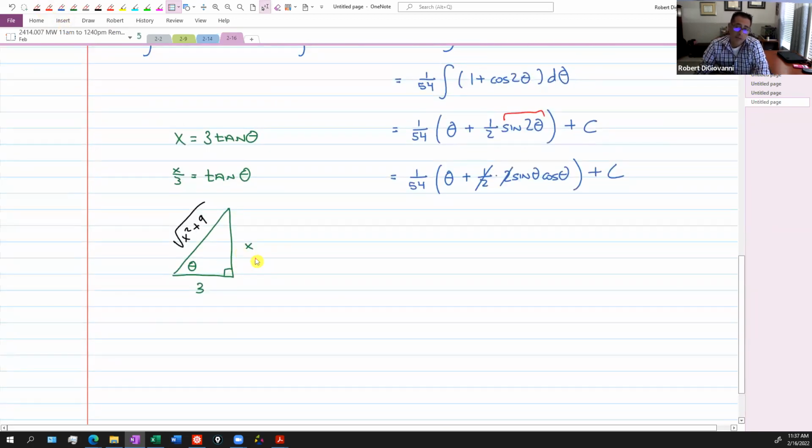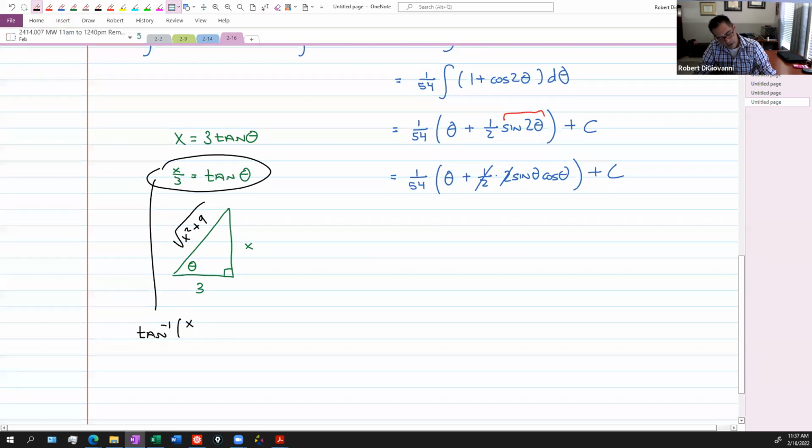And that's it. We have everything we need. Well, other than you need to solve for theta. Just take the inverse tangent on both sides. So you get that. And so we should get as a final result here 1/54. Okay, theta is inverse tangent of x/3. And then plus the 2.5 cancel.